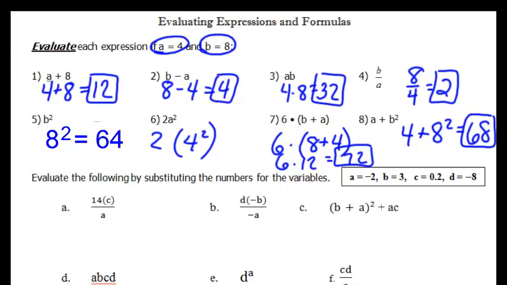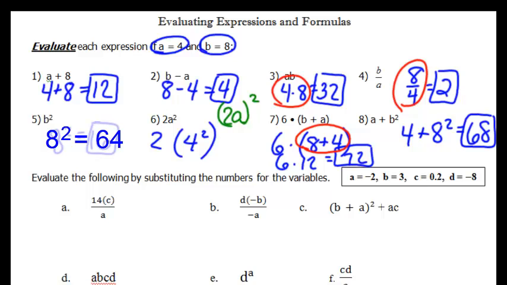Now notice how I am showing all my work here. I'm showing what I'm doing. When necessary, I'm using the parentheses. In the case of number 6, I'm squaring a and multiplying it by 2. That power is sitting on the a, not on the 2. If I wanted to square 2a, I would have done that. So this is 2 times 4 squared, which is 2 times 16, which is 32.